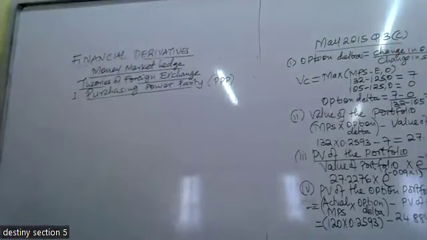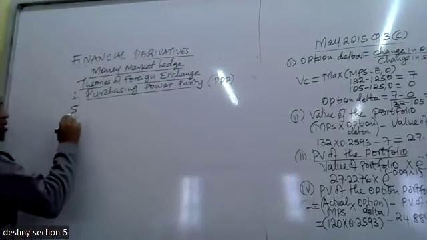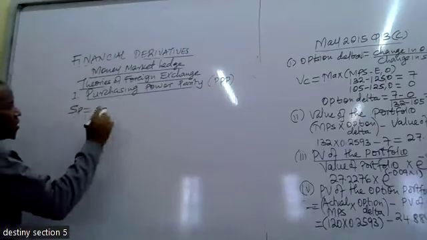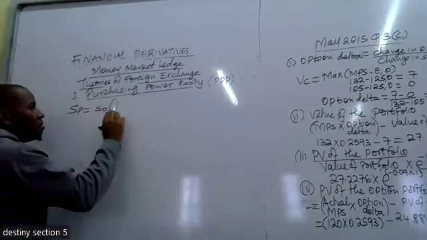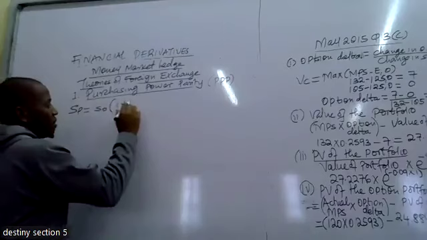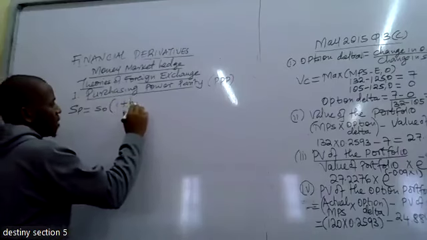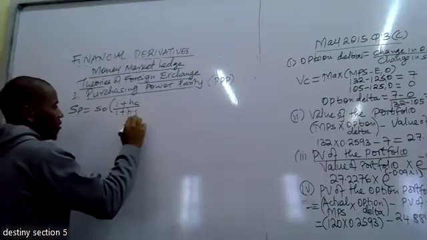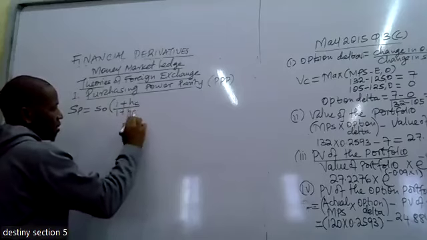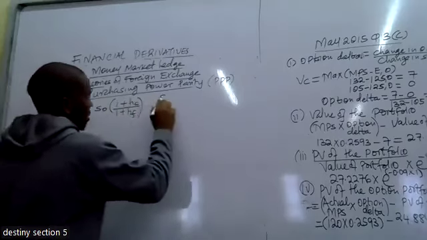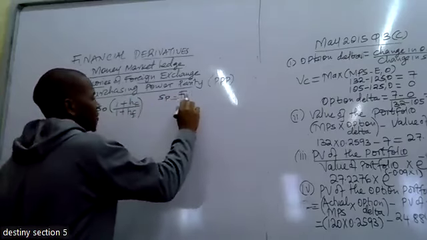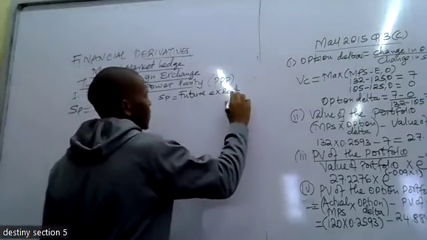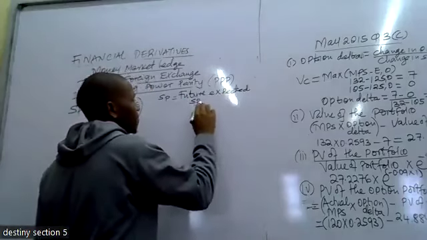So in purchasing power parity, SP, which stands for the future expected spot rate, will be given by the current spot rate times 1 plus the inflation rate of the home currency over 1 plus the inflation rate of the foreign currency. So this SP is the future expected spot rate.